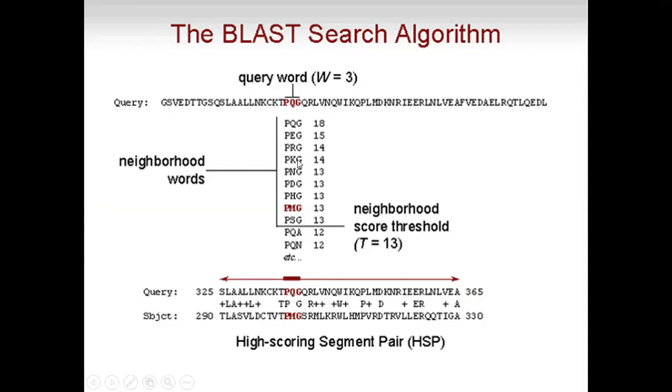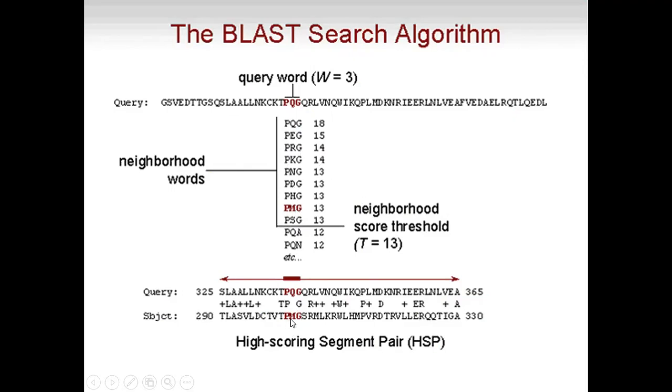You have to check for this one that in this matrix, P is here, G is here. However, here is a gap in place of Q. So in BLAST, it places all the amino acids in between P and G and gives a specific score. Like PQG gives 18, PEG gives 15, PRG gives 14, PKG gives 14. So it gives big scores.